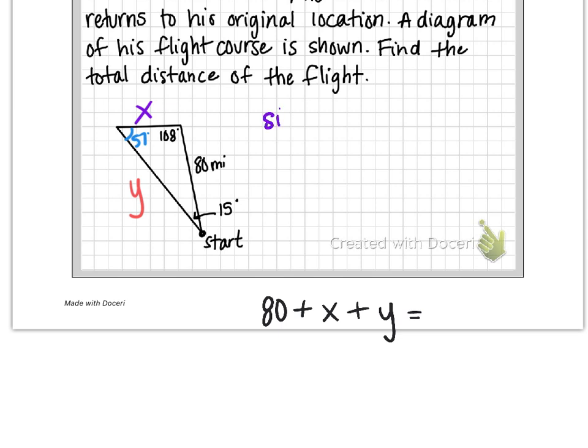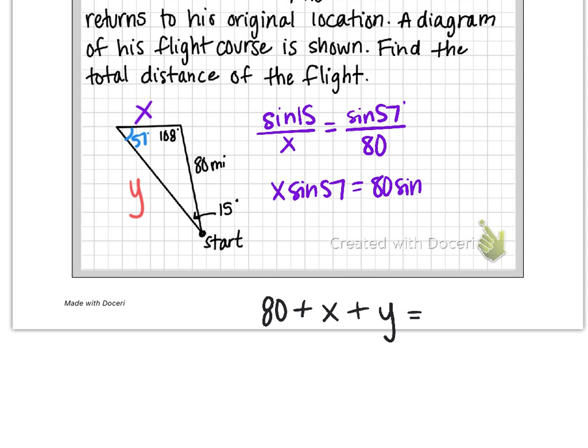So let's start by solving for x. We have sine of 15 degrees over x will equal sine of that angle we just found, 57, over our given side, which is 80. Cross multiply, x sine 57 equals 80 sine 15. Divide by sine 57. And we get that x equals 24.69 miles.